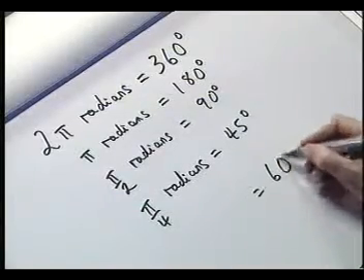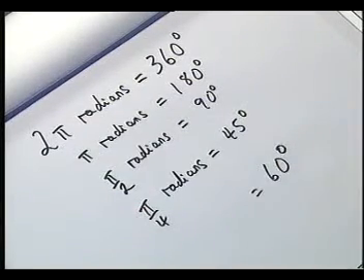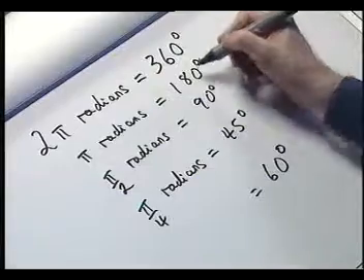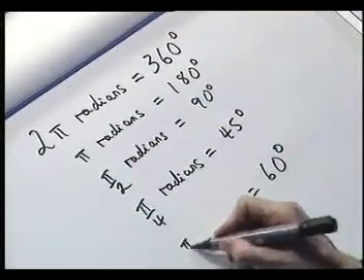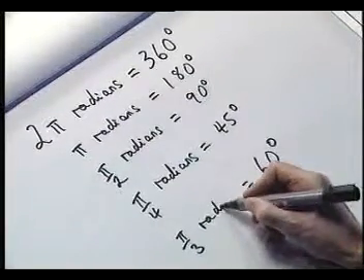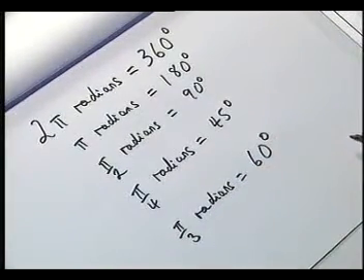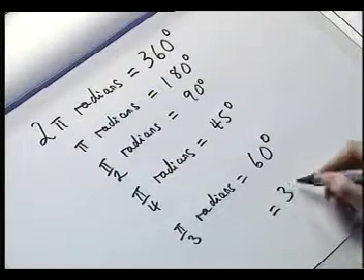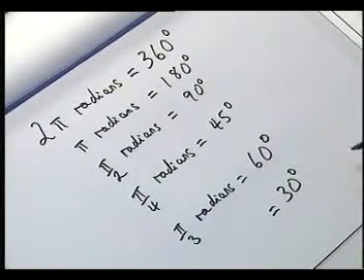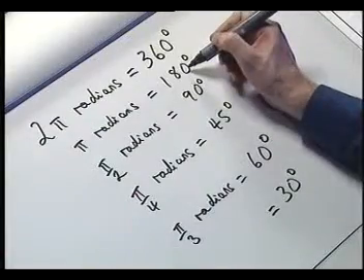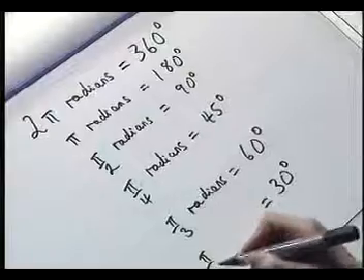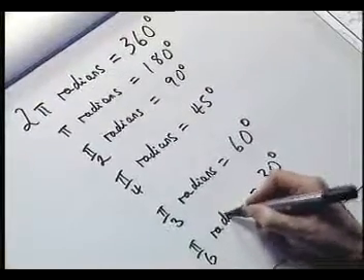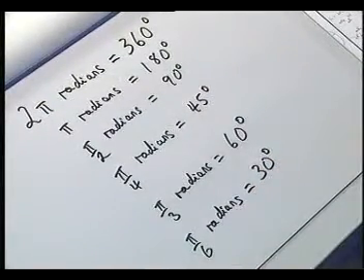Some other quite important angles in trigonometry are 60 degrees. Well, 60 degrees is a third of 180 degrees. So pi by 3 radians is the same as 60 degrees. Another angle that's important is the angle 30 degrees. And 30 degrees is 1/6 of 180 degrees. So pi by 6 radians is the same as 30 degrees.